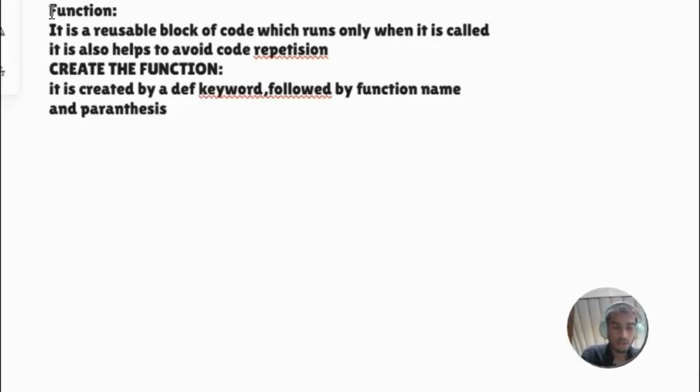Let's create this. Use the def keyword first and create a function name. There are some rules for the function name, which is the same as creating a variable name. And if you want to print some other word, you can do so inside the function.